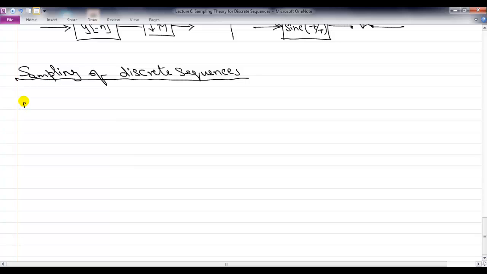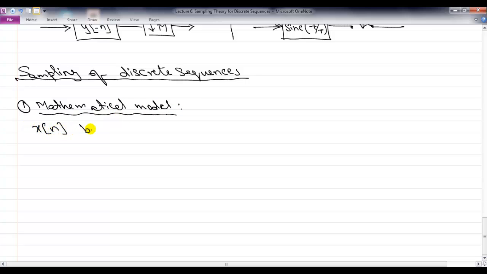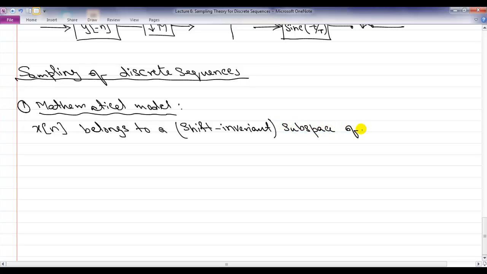So our signal model is that the sequence we want to sample, x[n], belongs to a, and I am going to now focus on only the case of shift invariant subspaces, but it can be extended to non-shift invariant subspaces too, belongs to a subspace of L2 of Z. Let's call that subspace S, which is this subset of L2 of Z.